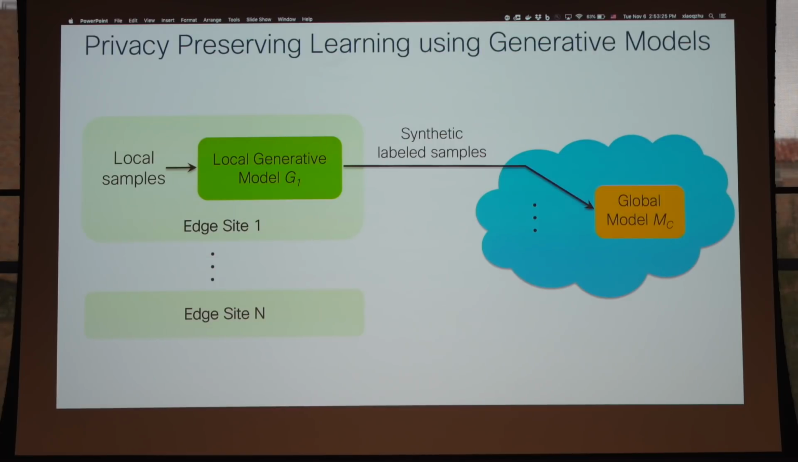So I was told that I'm running out of time very soon, so I probably won't have time to get into the details of this second piece of the talk, which is trying to leverage a generative model to support, again, centralized training. This is a generic picture, just shows that we can train a local generative model and use the synthetic label samples to train a global model, typically for a discriminative type of task.